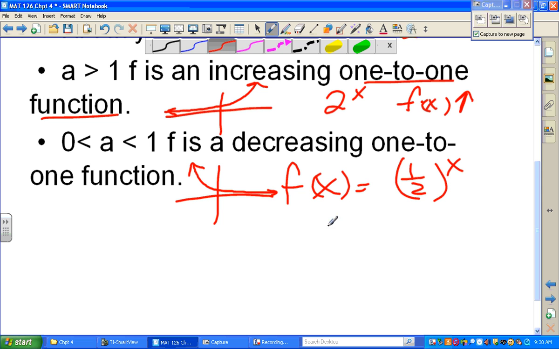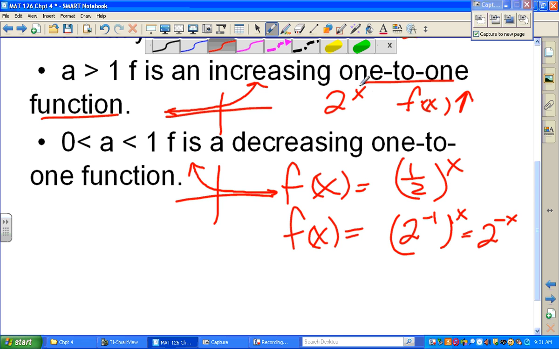How can I rewrite a half? 2 to what power? 2 to the negative 1. Did you get that, Drew? Excellent. So this becomes 2 to the negative x. Same base, except the x now has a negative in front of it, so which way is it reflected? The y-axis. That's why if a is between 0 and 1, it makes a negative exponent.